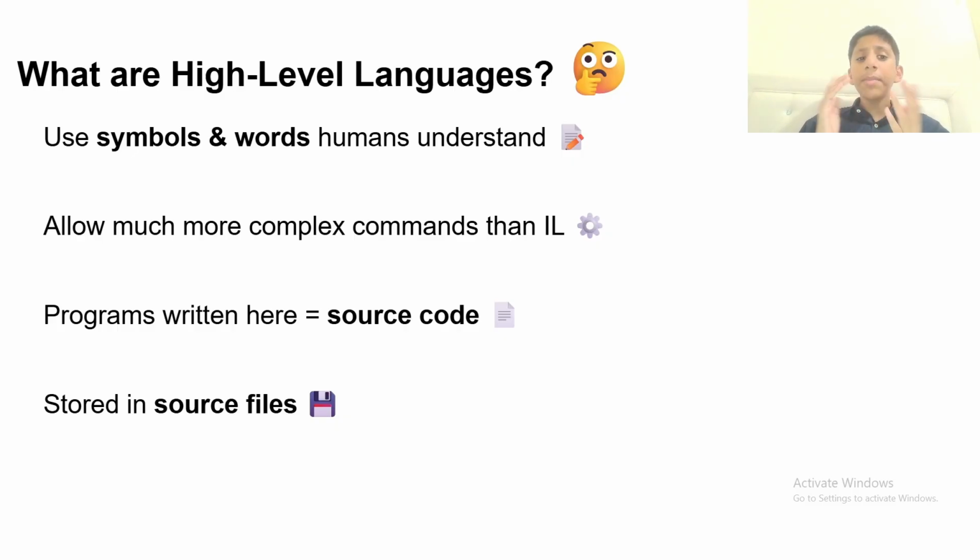They use symbols and words that humans can understand, and they allow much more complex commands than IL or instruction lists. And programs written here are often called source code. So basically, if you write a program or code in high-level languages like Python, Java, whatever, then you call it source code. And source code is stored in source files.